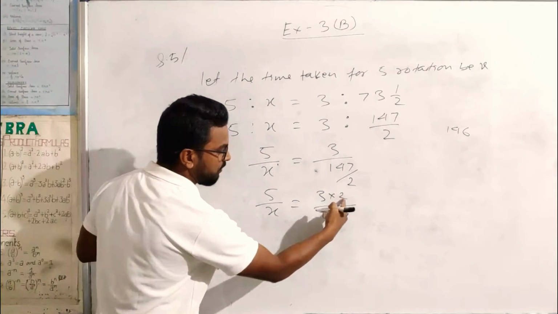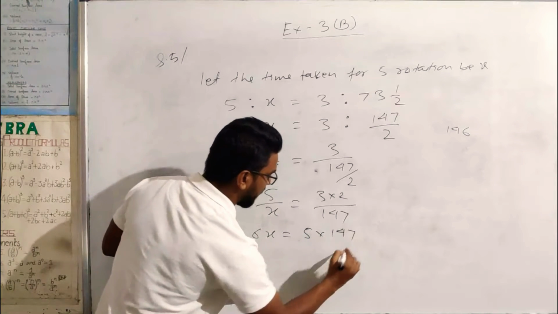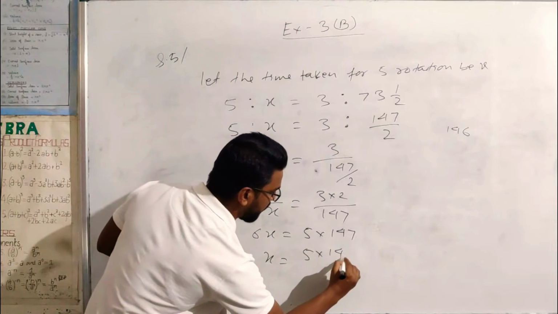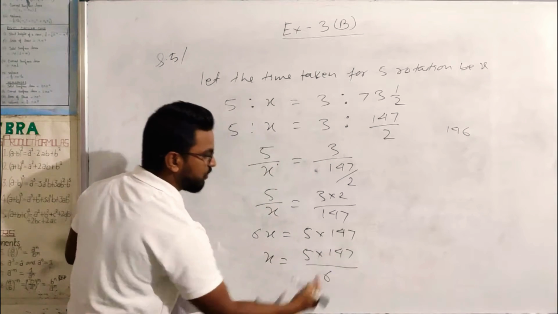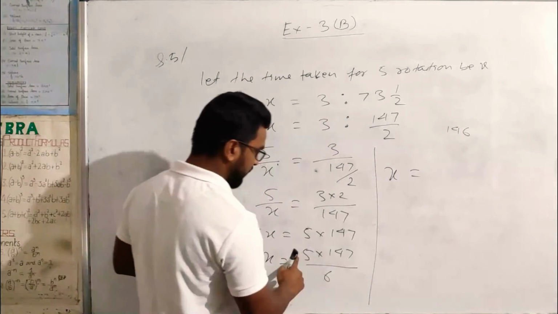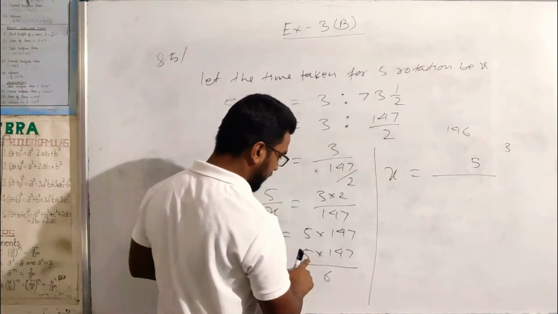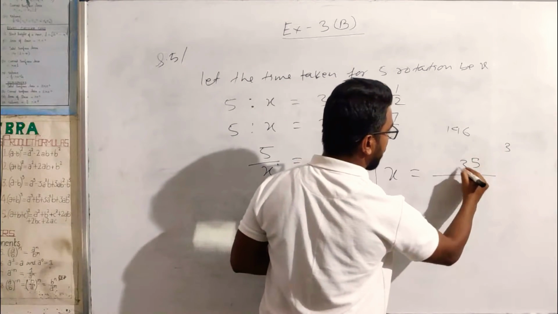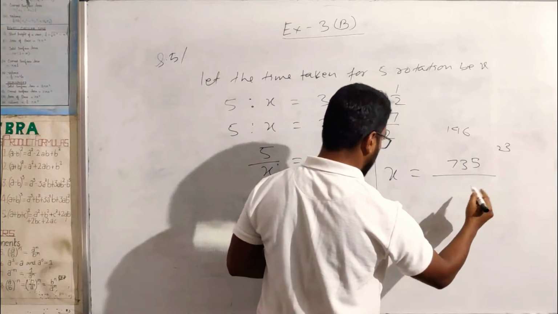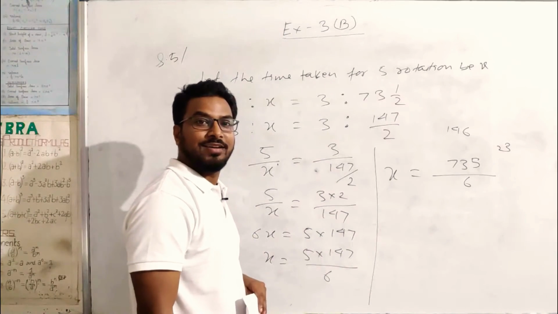If you cross multiply, this will be 6 into x, 6x, and this will be 5 into 147. Now you take this 6 to the other side. x is equal to 5 into 147/6. So if you multiply this, how much will you get? x equals, 5 7s are 35, 3 carry, 5 4s are 20, 23, 2 carry, 5 1s are 5, 7, 735/6. Okay, so we can convert this into a mixed fraction.